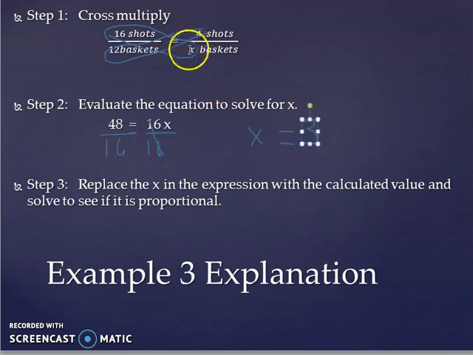So if we were to replace the x here with 3, we would do 16 times 3, and 3 times 6 is 18, 3 times 1 is 3, plus 1 is 4, so it would give us 48, and we already know that 12 times 4 is 48, so our answer is proportional. Our ratios are proportional, so we're good to go on that particular problem.